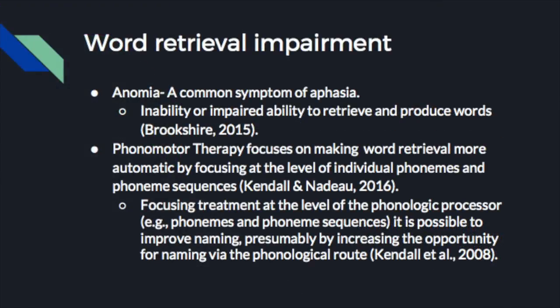Deficits in word retrieval are common in aphasic patients, which can also be referred to as anomia. Phonomotor therapy focuses on making word retrieval more automatic by focusing at the level of individual phonemes and phoneme sequences. That's because it's been found that by focusing treatment at the level of the phonologic processor, meaning phonemes and phoneme sequences, it is possible to improve naming simply by increasing the opportunity for naming via the phonological route.